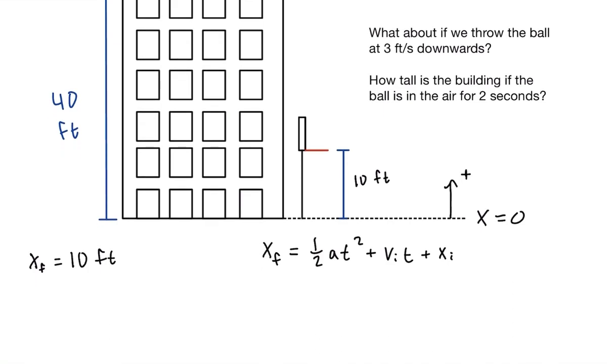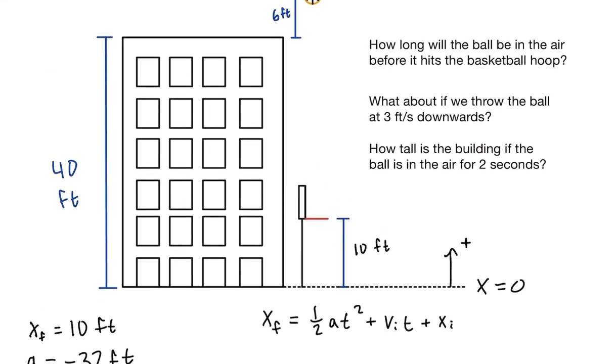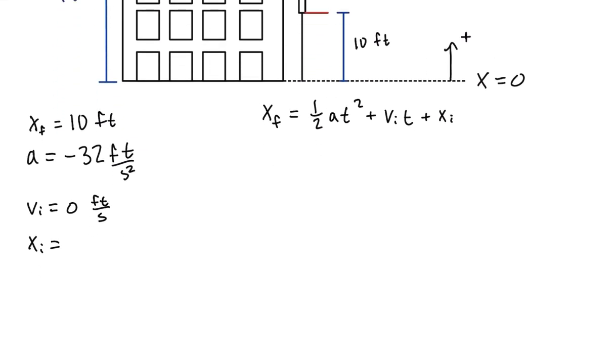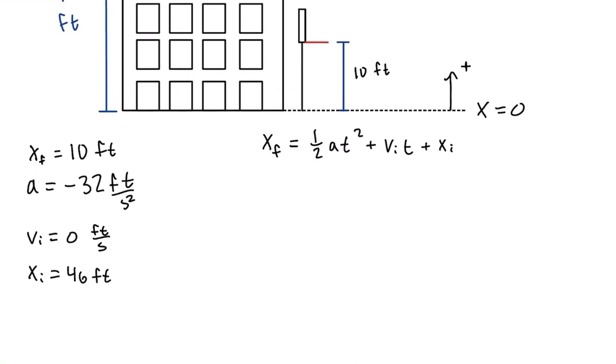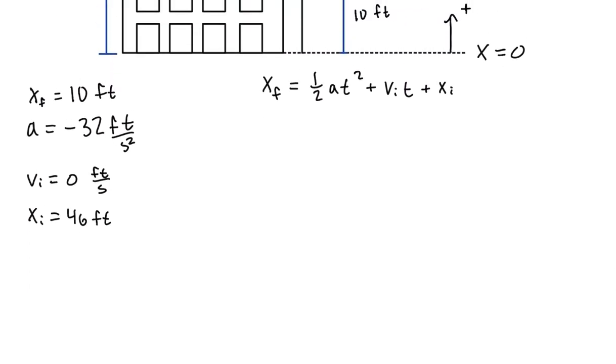Next, we have our acceleration. Now our acceleration is due to gravity, so it's going to be negative because gravity acts in the downward direction, 32 feet per second squared. Okay, moving on, we have v initial. V initial is 0. That's going to be in feet per second. And then we have our x initial. And that's going to equal 46 feet. And that's because we're throwing not from the top of the building, but 6 feet above the top of the building.